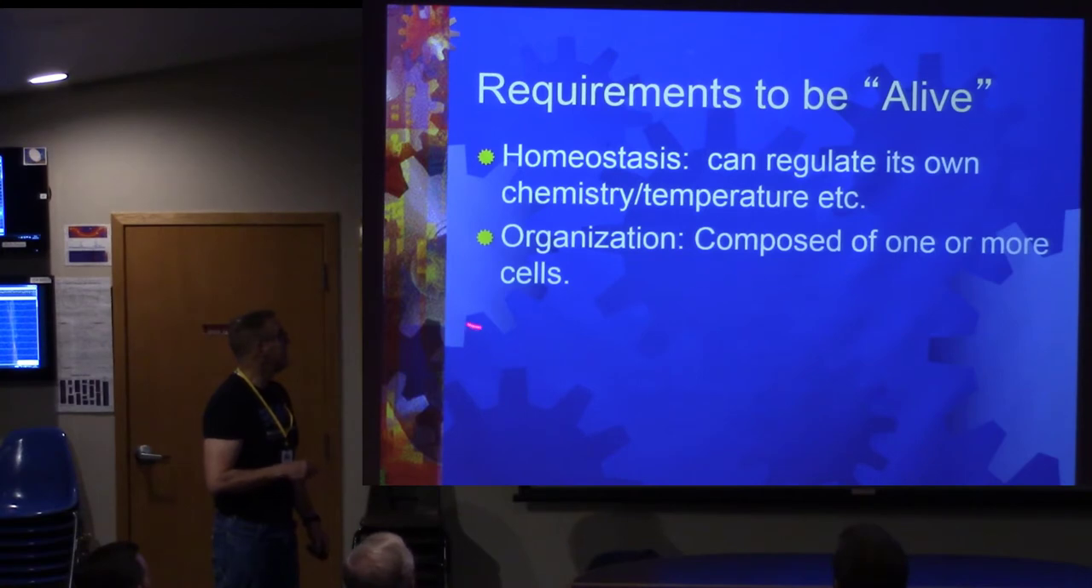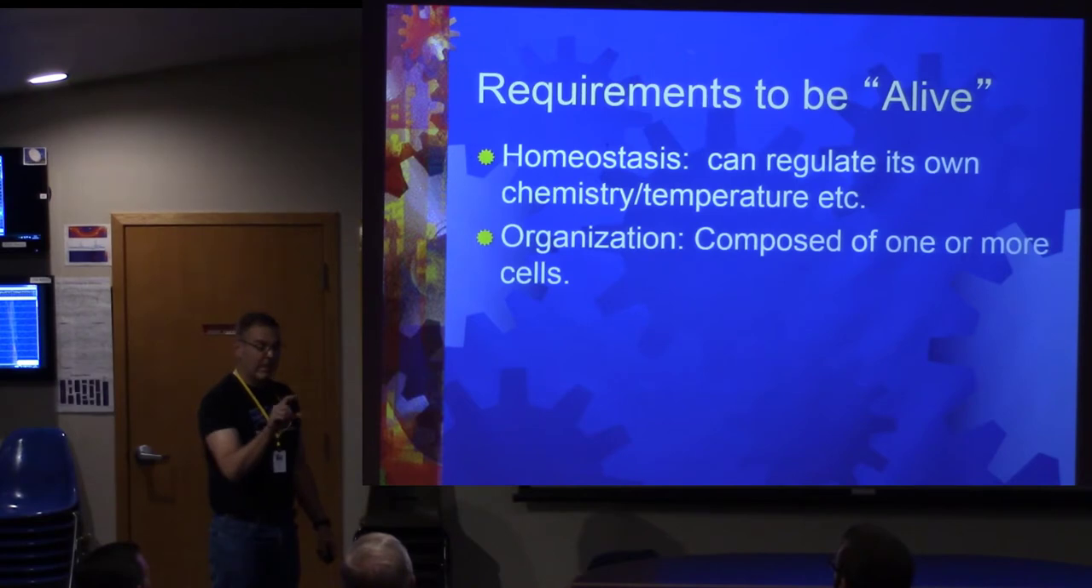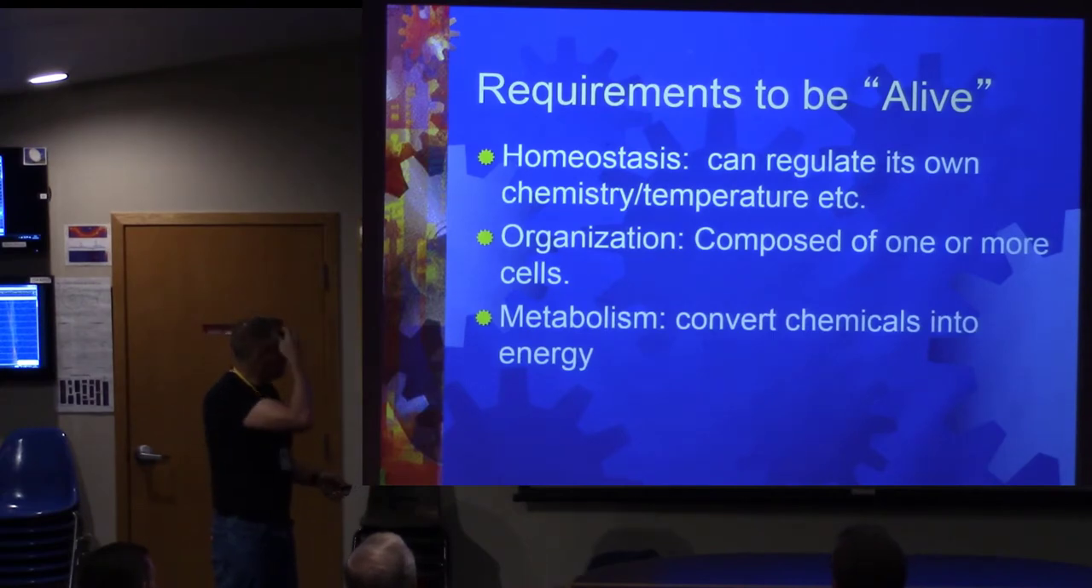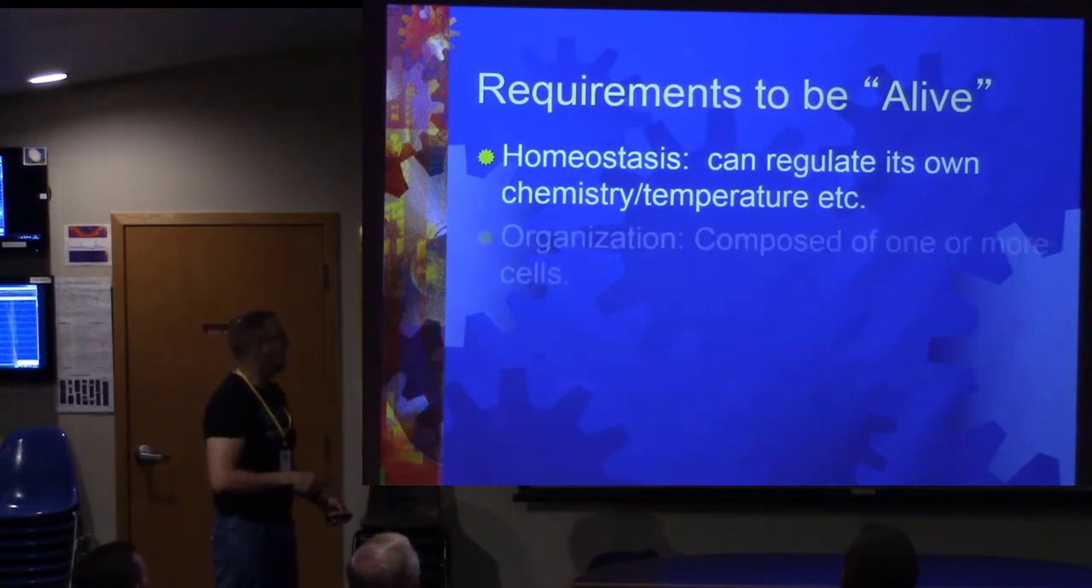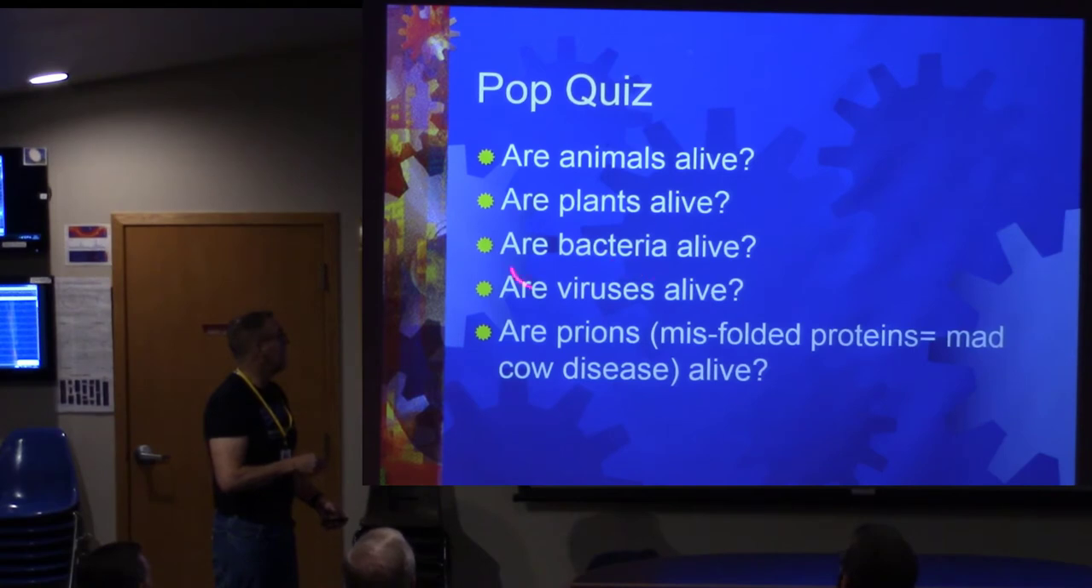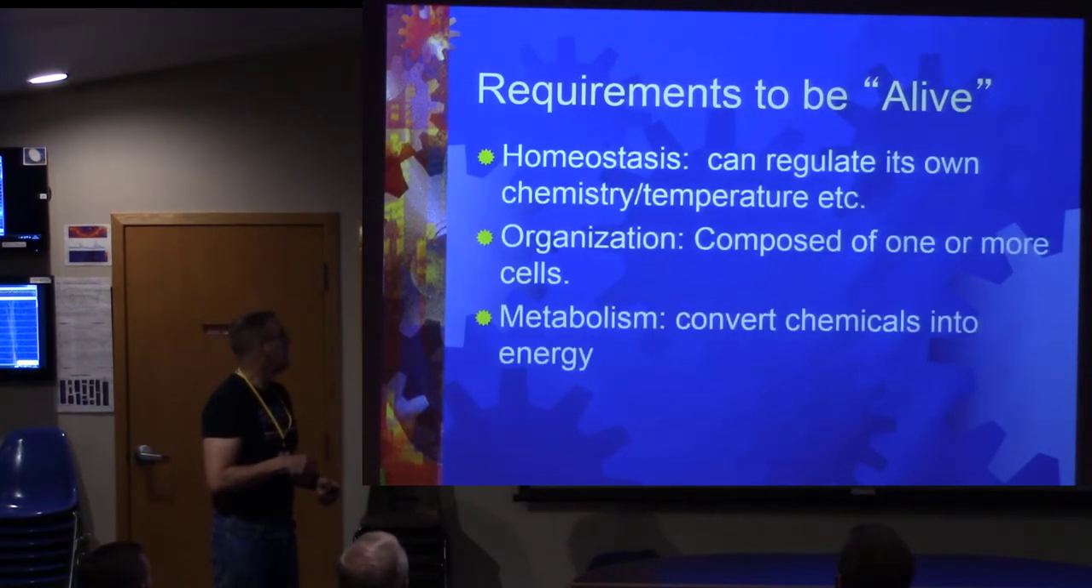Organization: composed of one or more cells. Viruses have a cell-type nature, a little capsule. It's not a full-out cell. Prions don't. Metabolism: they convert chemicals into energy. Bacteria do. Viruses don't. They require another cell's material to do that, and definitely prions don't.